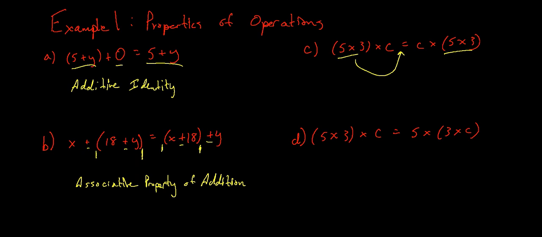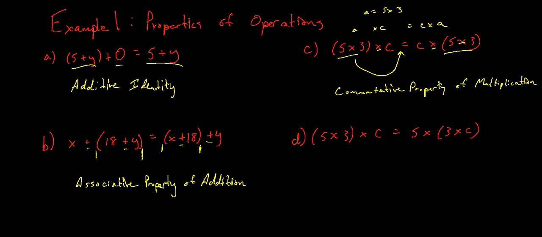So with this one, again, we can let A equal 5 × 3. Then we have A × C = C × A. It's the order that's changed, because what's in parentheses has not changed, and where the parentheses are has not changed either. So with this, we are looking at the commutative property, and in this case, it's multiplication. So commutative property of multiplication.